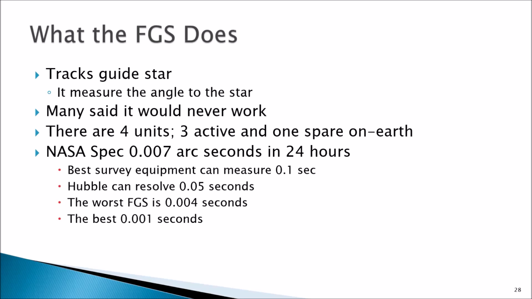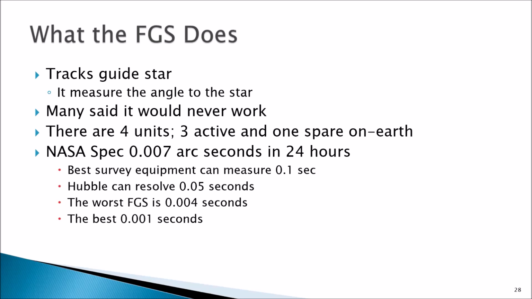There are 4 fine guidance systems that were built. 3 are active in space at any one time. The 4th one is a spare on Earth and is used as a replacement, and so they can rebuild one of the other units while the unit is in space.